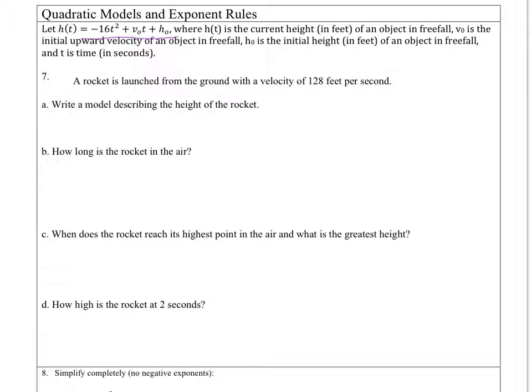Okay, a rocket is launched from the ground with a velocity of 128 feet. I'm going to write v0 over this because that's our initial velocity. From the ground, that's my initial height, and that's going to be 0. Okay, so we've got h of t is equal to negative 16 t squared plus 128t, and then plus 0.